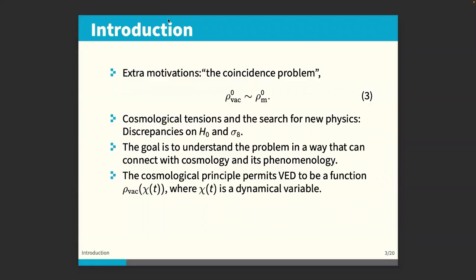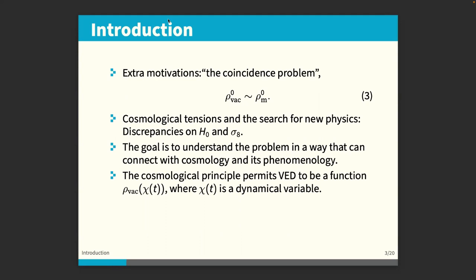There are other motivations to study the problem of the vacuum energy density. Another one is the so-called coincidence problem, the fact that the vacuum energy density at this precise moment in the expansion history is of the same order of magnitude as the energy density associated to matter. They are of the same order of magnitude just at the moment. And additionally, from the cosmological point of view, there is extra motivation from the cosmological tensions in the H0 and sigma 8 parameters to search for new physics. So we have extra motivations from the point of view of phenomenology.